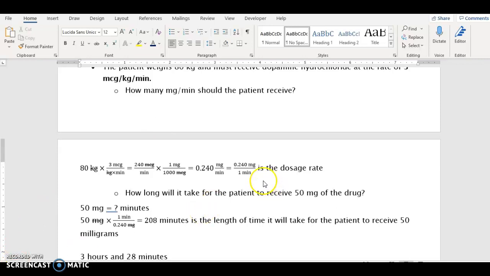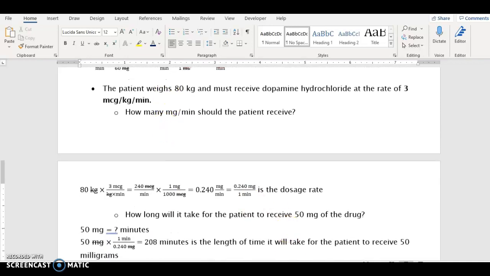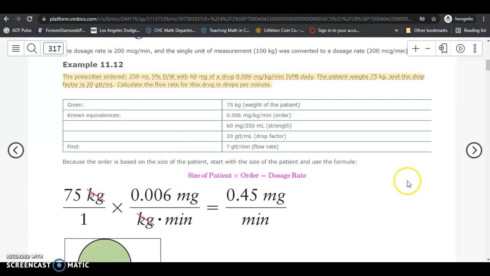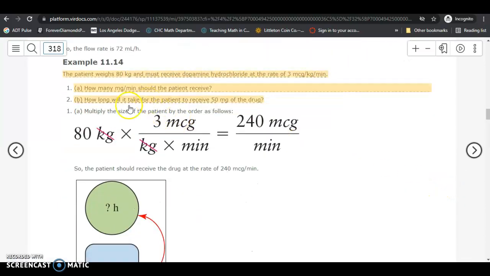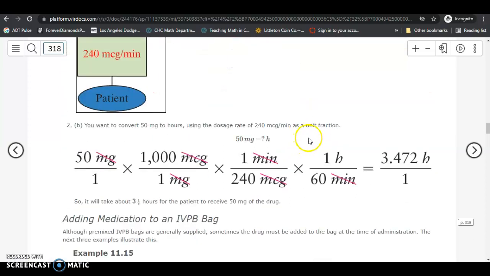So the dosage rate in the previous part allowed us to figure out the amount of time in this part of the question. Then we converted the total minutes into hours, as I just showed you. Now this is also an example from the book, example 11.14. And again, I encourage you to review the solution and compare it to how I worked it out.